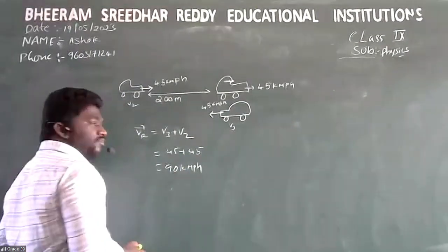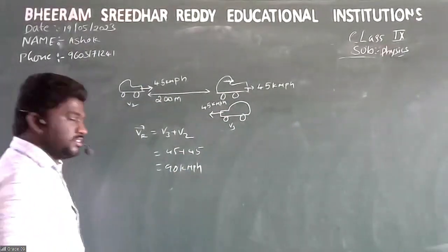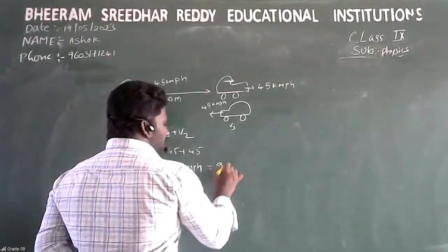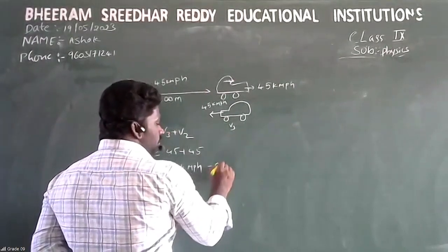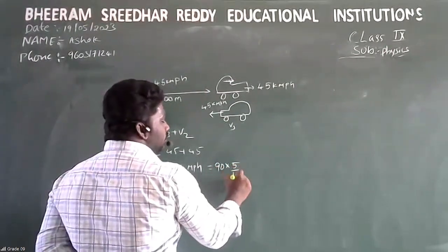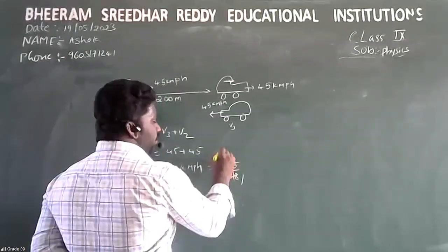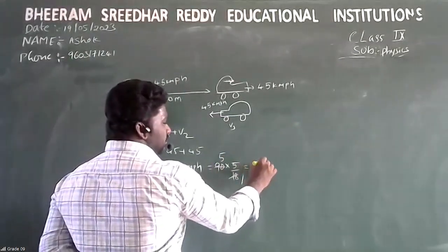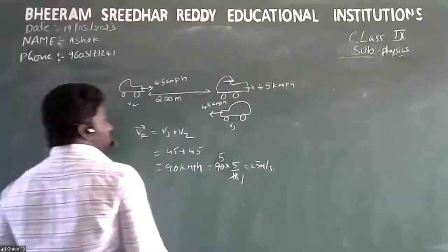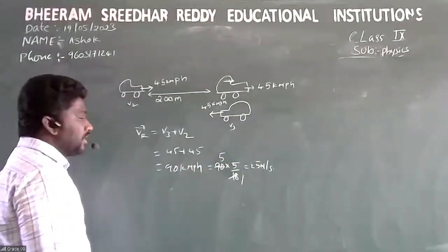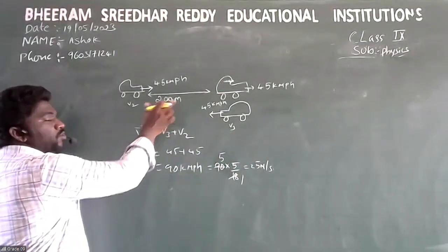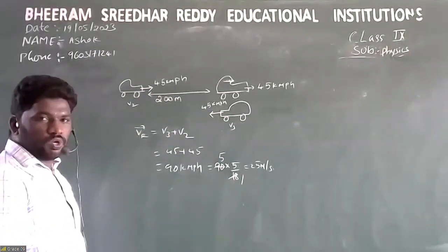90 kilometers per hour. If you convert this kilometer per hour into meter per second, then you will get 90 into 5 by 18. 18 ones are 18, 5 fives are 25. 25 meters per second is the relative velocity. Here the relative velocity is equal to 25 meters per second, and the distance between the two is equal to 200 meters.